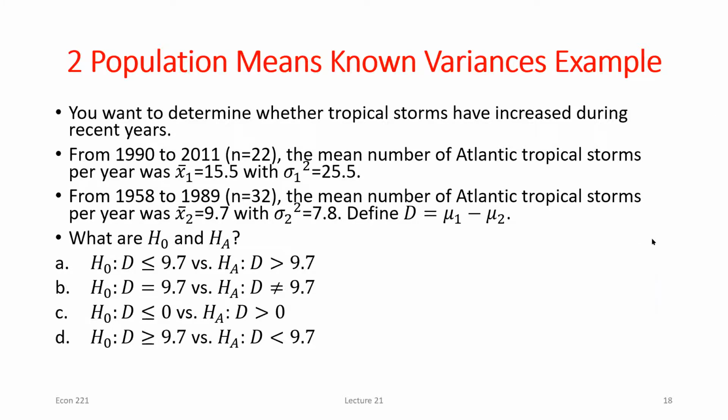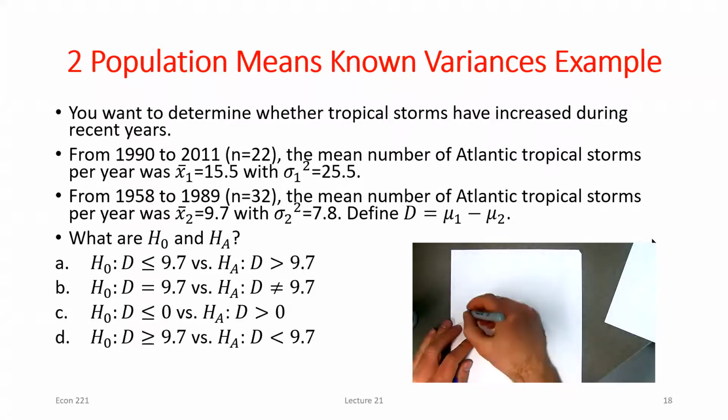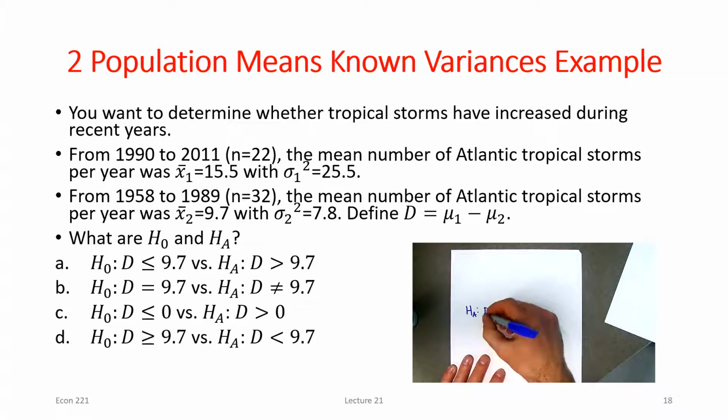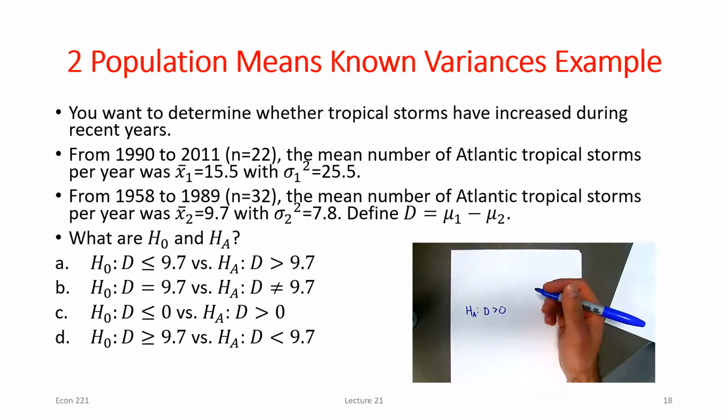So what I'm thinking about here is, what's my alternative hypothesis? What do I want to test for? Well, it's a little bit trickier, right? If I want to know whether or not tropical storms have increased, when I take the new time period minus the old time period, group 1 minus group 2, if they've increased, what would those values be for the difference? Remember, positive. So what I'm really saying is, is this difference greater than 0? That's what it would mean for them to be positive.